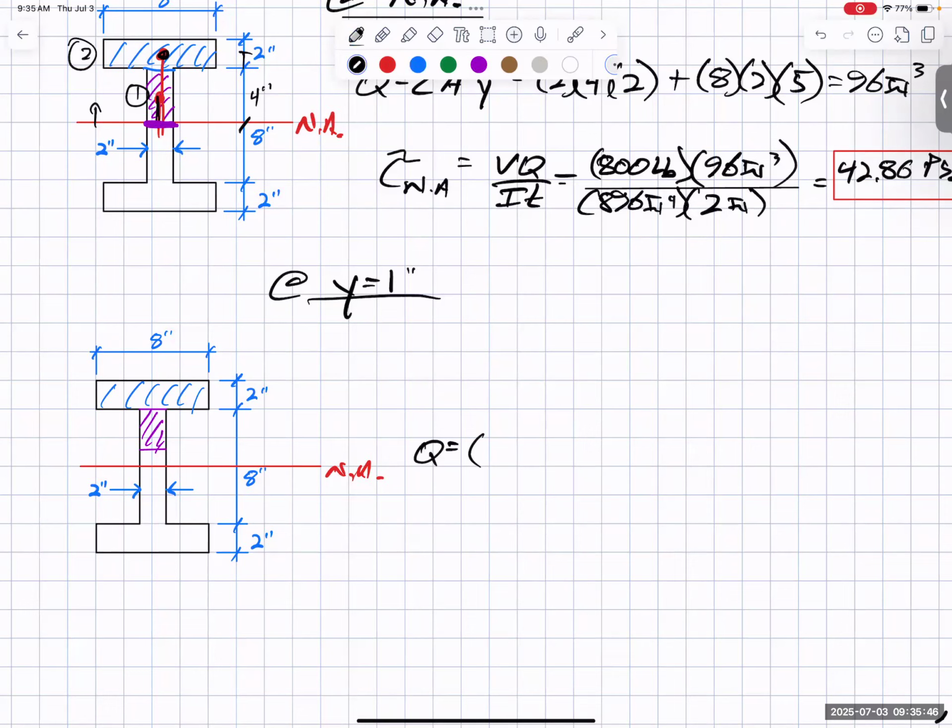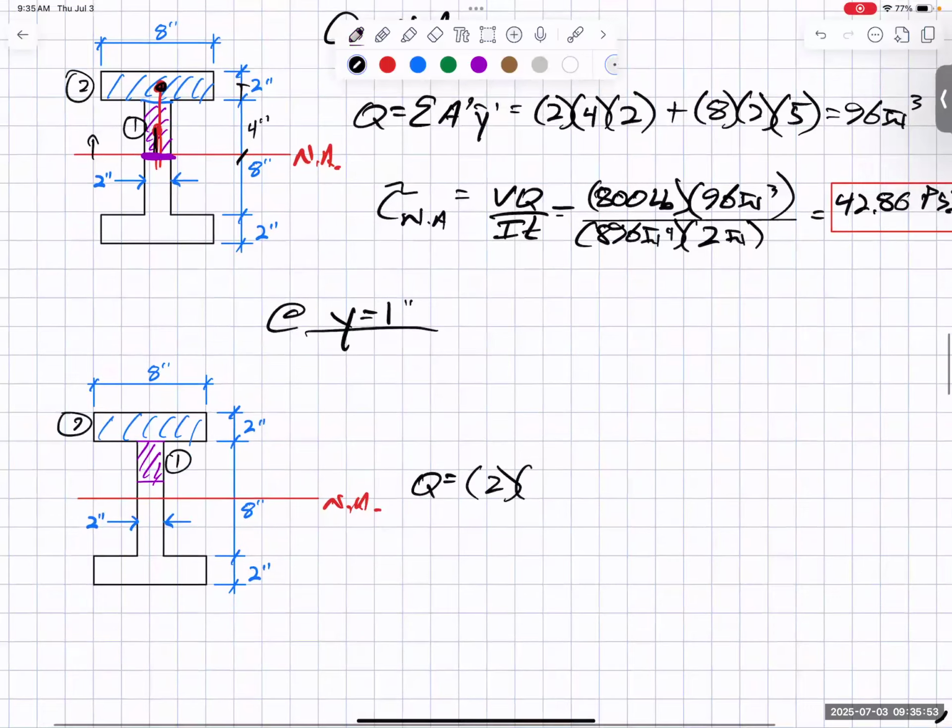Well, for shape number 1, I have the same base of 2 inches, but now what is this business here? This is the hardest part. So the distance from it down. Well, remember this is 1 inch, and this whole thing was 4 inches. That means this is 3 inches and this is 1 inch, right? If I were to draw it like that.